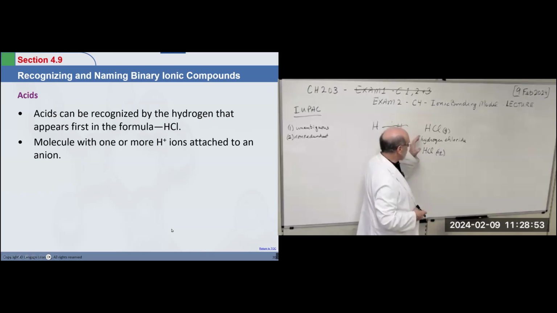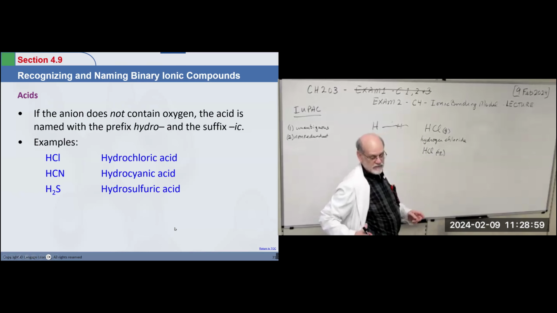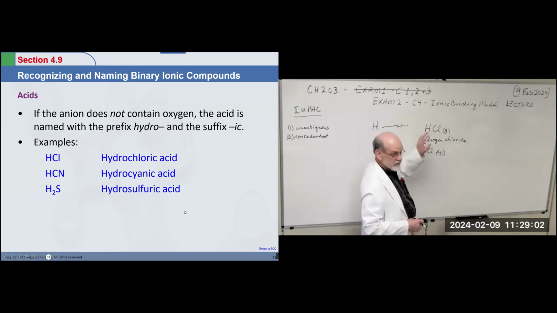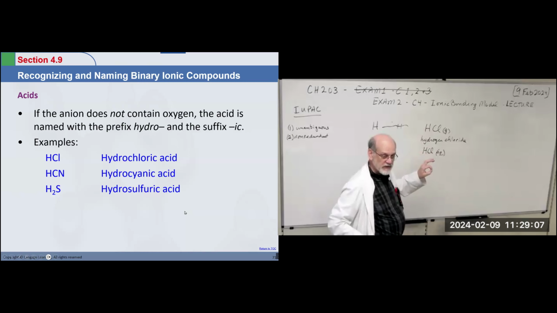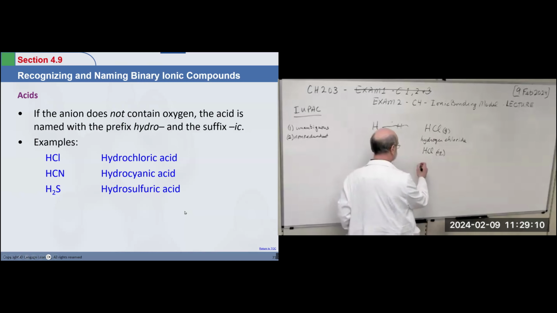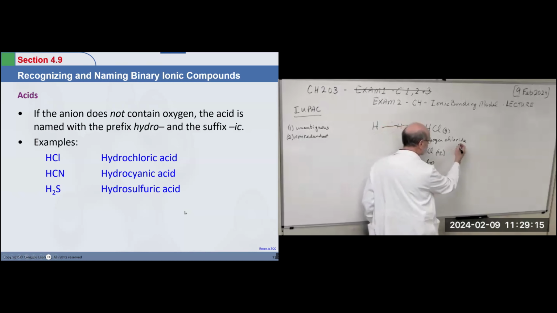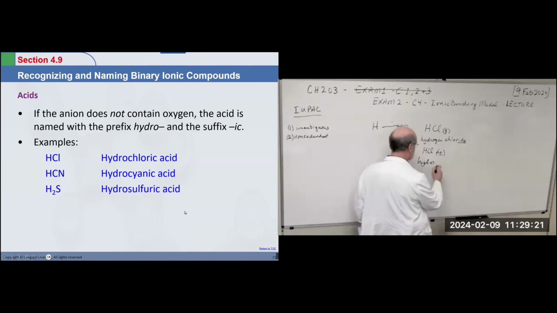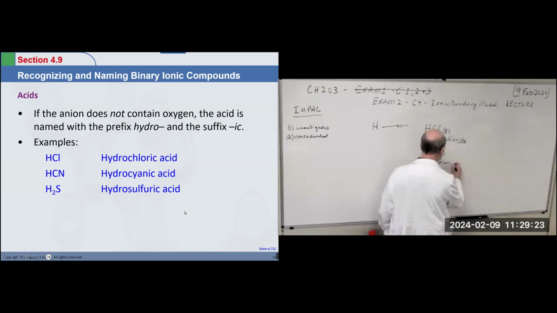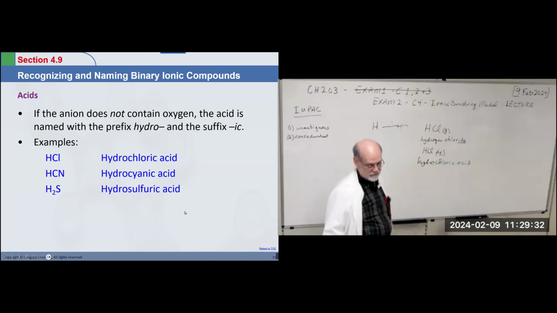So the next thing you do after you've identified it as an acid and put it in water is you look for oxygens. Are there any oxygens in the molecule? In this case, no, there are no oxygens. So if there are no oxygens, you start the name with hydro. And then you take the ending of this one, ide becomes ic. So it's hydrochloric acid. Okay? You only use hydro when there's no oxygen.